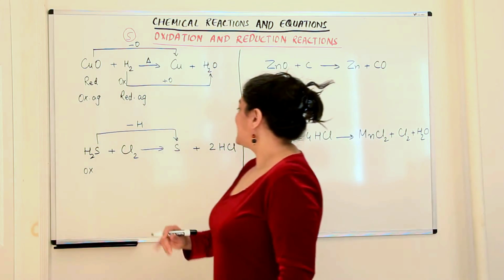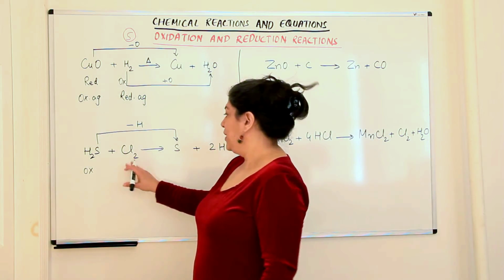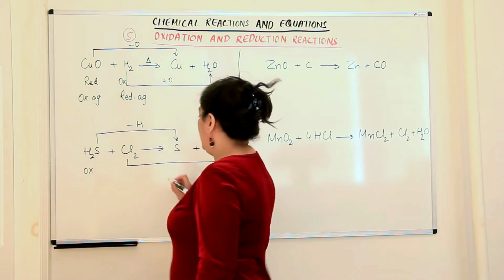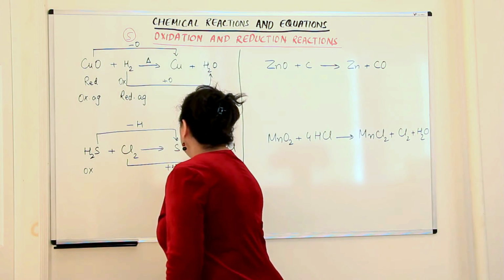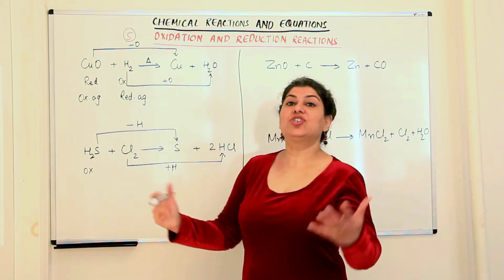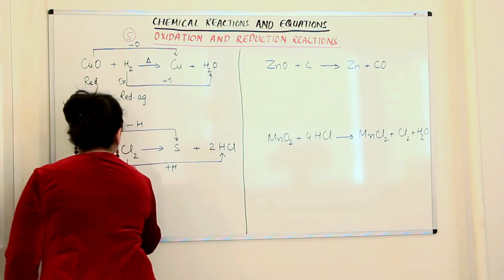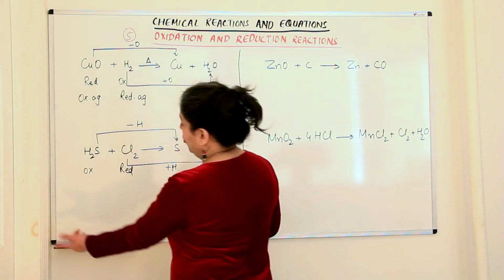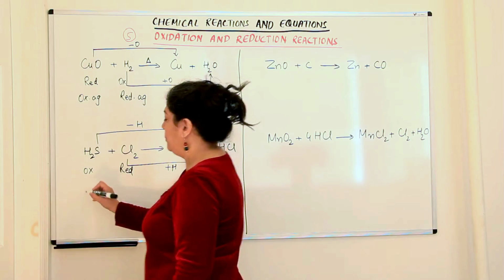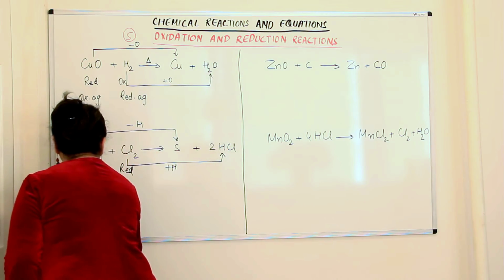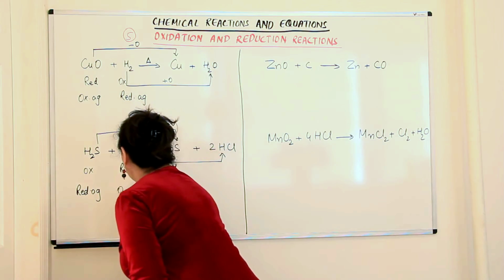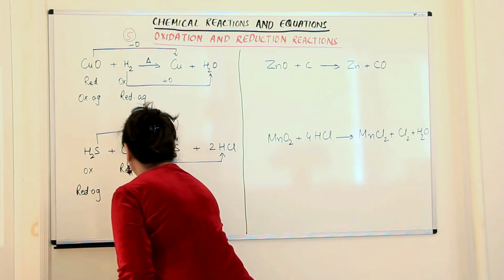And who is accepting that hydrogen? Chlorine here, you see, forms 2HCl. It means it is adding the hydrogen. The hydrogen is adding on to chlorine. And addition of hydrogen is known as reduction. So go back. H2S is oxidized, so it would be the reducing agent. And chlorine is getting reduced, so it would be the oxidizing agent.